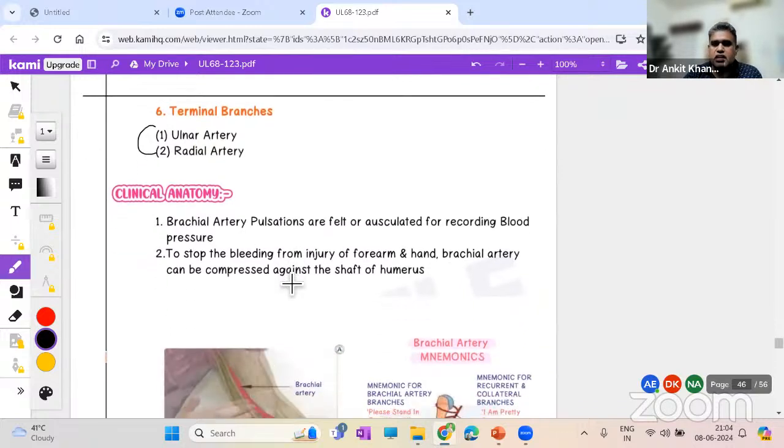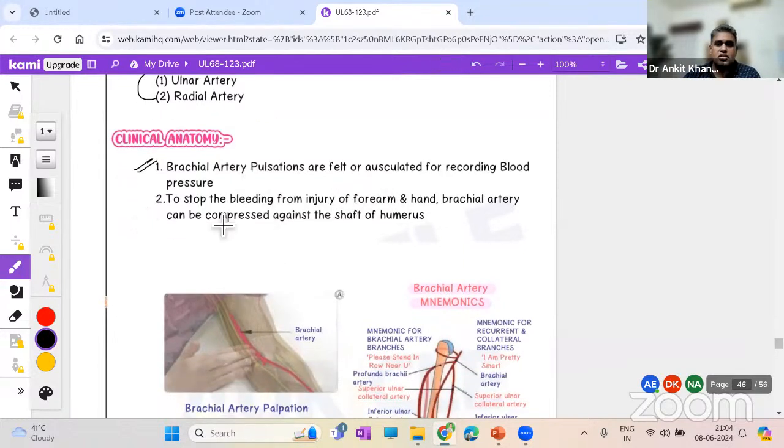Brachial artery pulsations are felt or auscultated. Obviously you do it daily; once you reach internship, you take the BP of 50 to 100 patients a day. To stop bleeding from injury of the brachial artery, it can be compressed. So you should know the applied aspect.